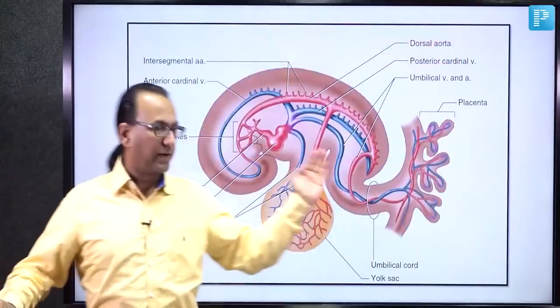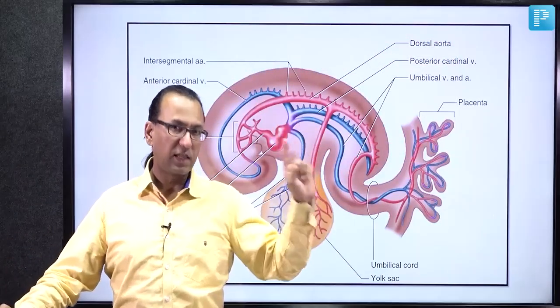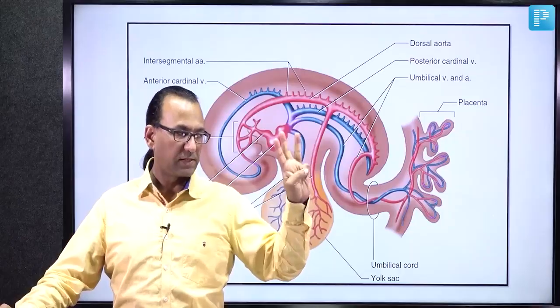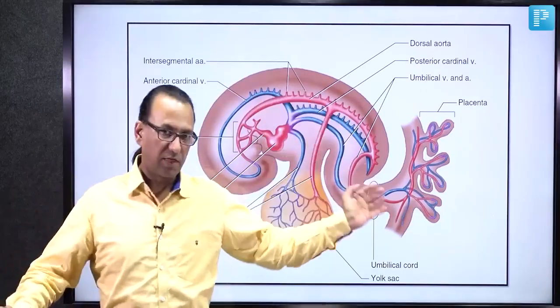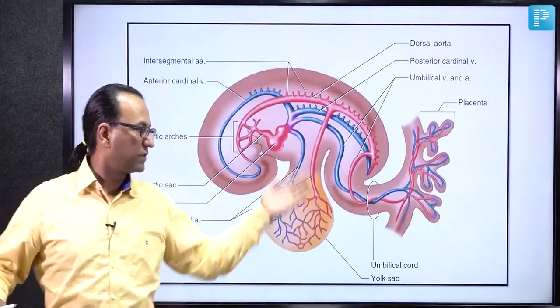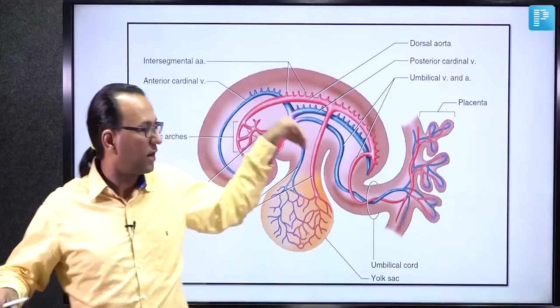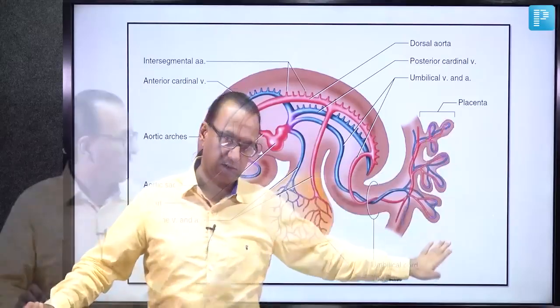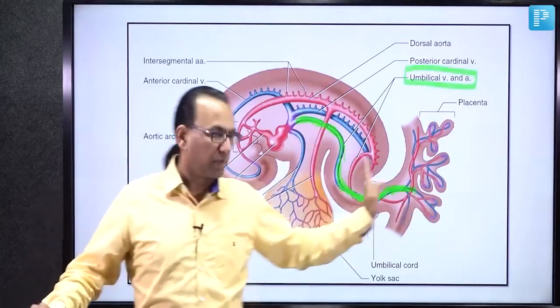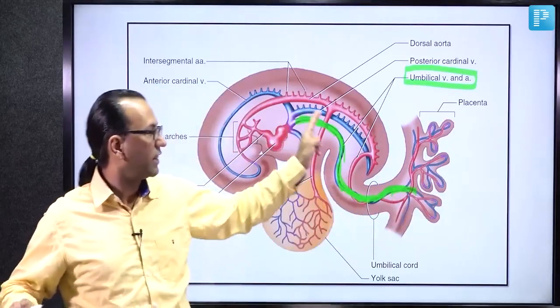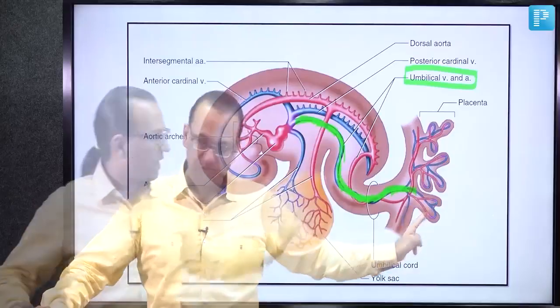Here we are looking at the fetal veins, which are the cardinal, the vitelline and the umbilical veins, and we want to see their future derivatives. Cardinal veins drain the body wall, vitelline veins drain the yolk sac, and umbilical veins drain the placenta. Umbilical veins as such have no future in the adult. As you remove the placenta, they degenerate and there will be some vestigial remnants in the adult.